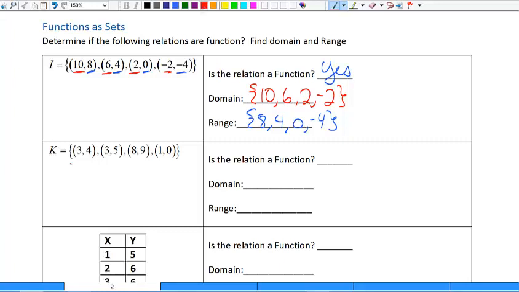All right, let's do this again. 3, 3, 8, and 1. So my domain is 3, 3, but I'm not going to write it again, 8 and 1. My range is my y values: 4, 5, 9, and 0. But notice, is this a function, yes or no? Well, the red value 3 is being mapped to 4, but then later it's being mapped to 5. Okay, so this red 3 is trying to date both 4 and 5 at the same time? I don't think so. That is not a function.